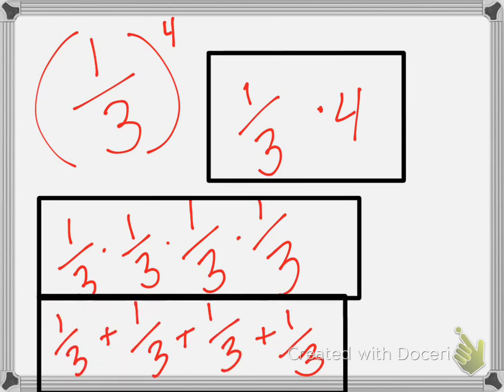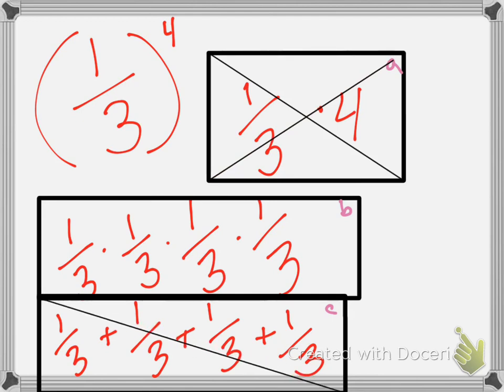Is it going to be option A? Is it going to be option B? Or is it going to be option C? Yeah, everybody's telling me it is option B. Exactly. So when we're doing these powers, it means multiplication.